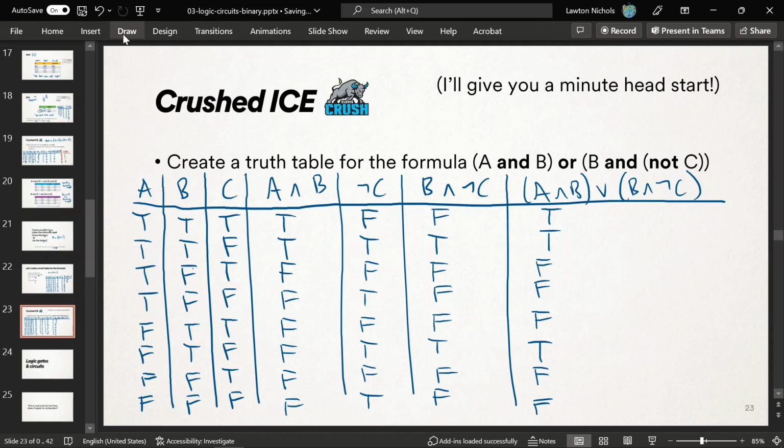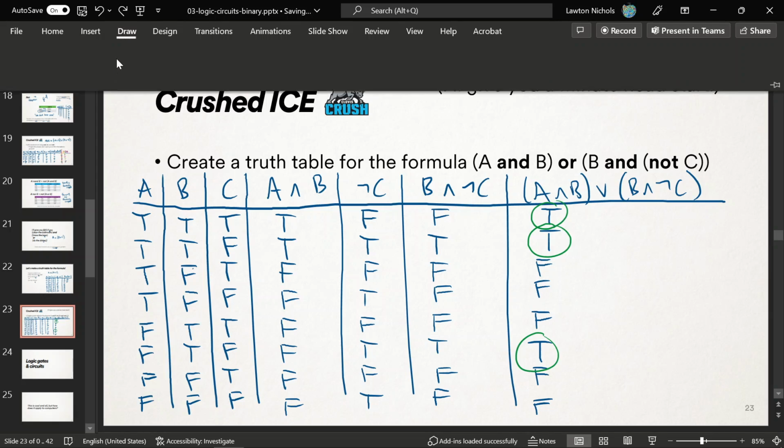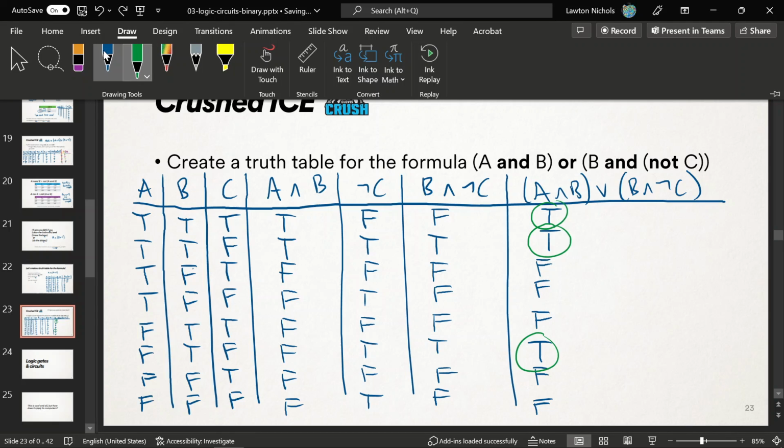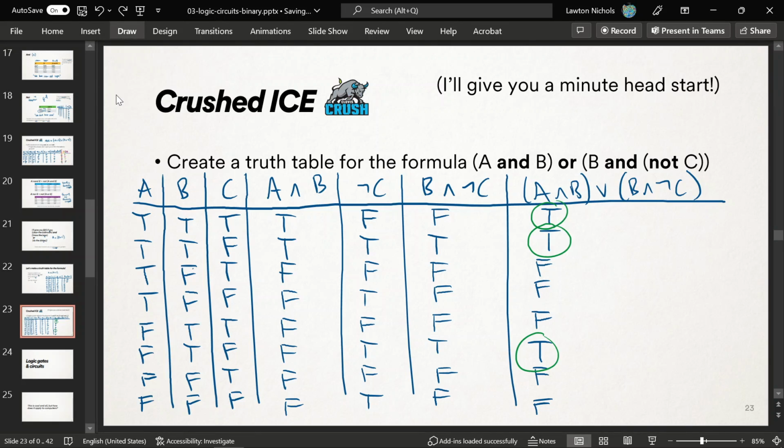So it looks like it's only true in these three cases. If A, B, and C are all true, if A and B are true but C is false, or if just B by itself is true. Okay, those are your three ways to make this true. And you could imagine this was some complicated thing that you really cared about. Maybe there's money involved again.